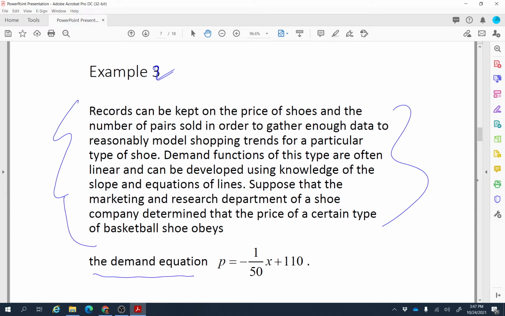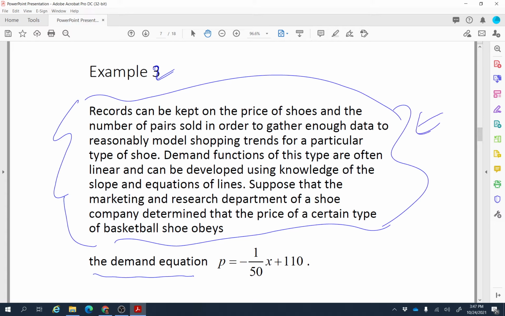So this is just background. To model a real life problem using a quadratic function or any function, you have to have some kind of data, and that is what they are saying here. By using a lot of data, the research department modeled this demand equation. You don't have to understand a lot about this. This is just background information. This is the relation between the price and the number of items.